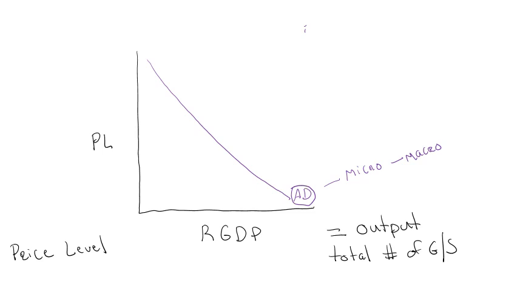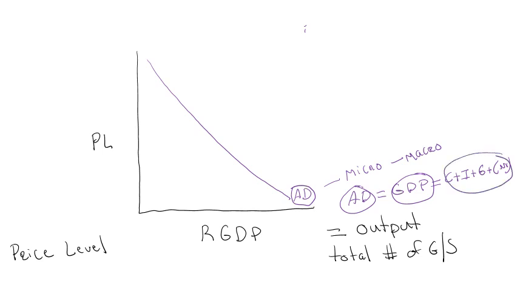Now remember, aggregate demand in this case is always going to equal our total GDP. And our GDP equals, remember, our consumption plus our investment spending plus our government spending plus our net exports. So if you see AD, if I say real GDP, or if I say one of these components, you know I'm talking about the same thing.